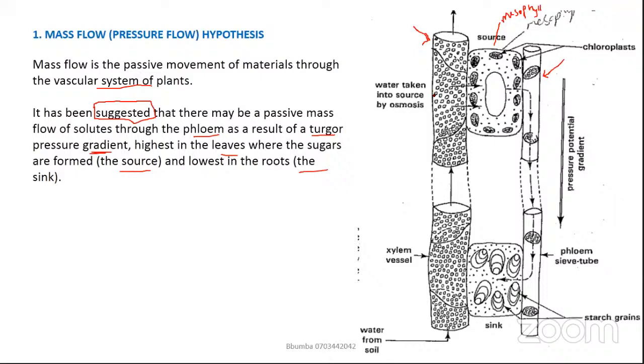In summary, this is what we are going to go through. In the leaves, this is where we find the mesophyll cells. There is manufacturing of the sugars. Once sugars are manufactured in these mesophyll cells, it lowers the water potential in the mesophyll cells. Once the water potential is lowered, water crosses from the xylem by osmosis to enter these mesophyll cells. Once water accumulates in these mesophyll cells, turgor pressure is built up.